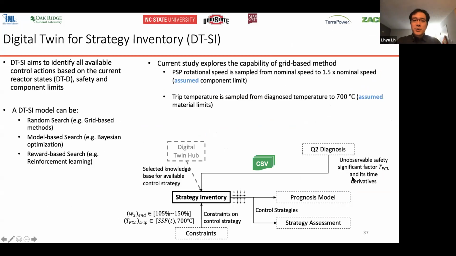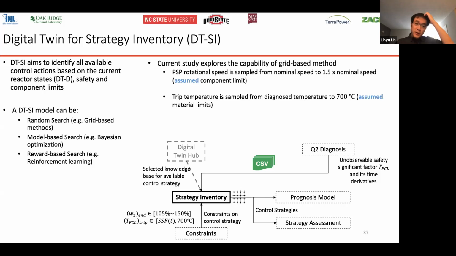And then it's the strategy inventory. The strategy inventory aims to identify all the available control actions based on the current reactor states from the diagnosis, and also based on the safety and component limits. A strategy inventory model can be a random search method, one example of which is a grid-based method, or it can be a model-based search algorithm like Bayesian optimization.